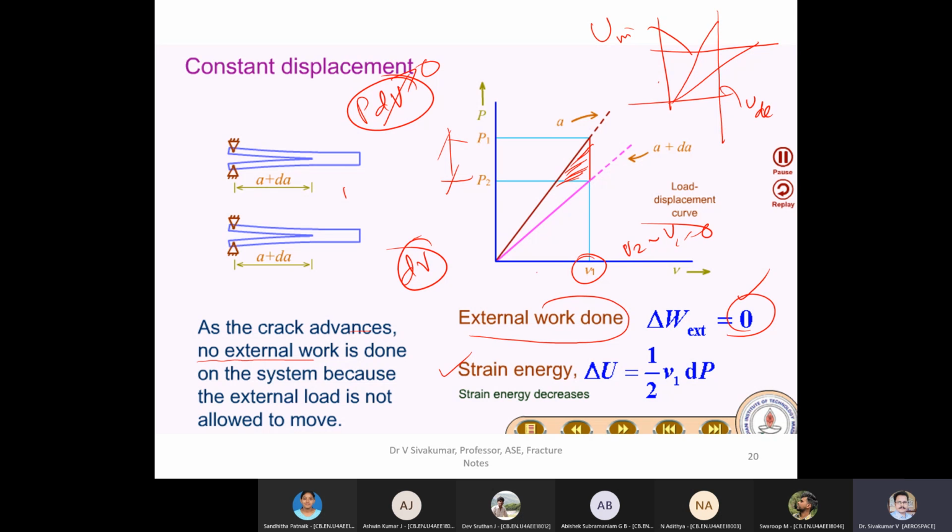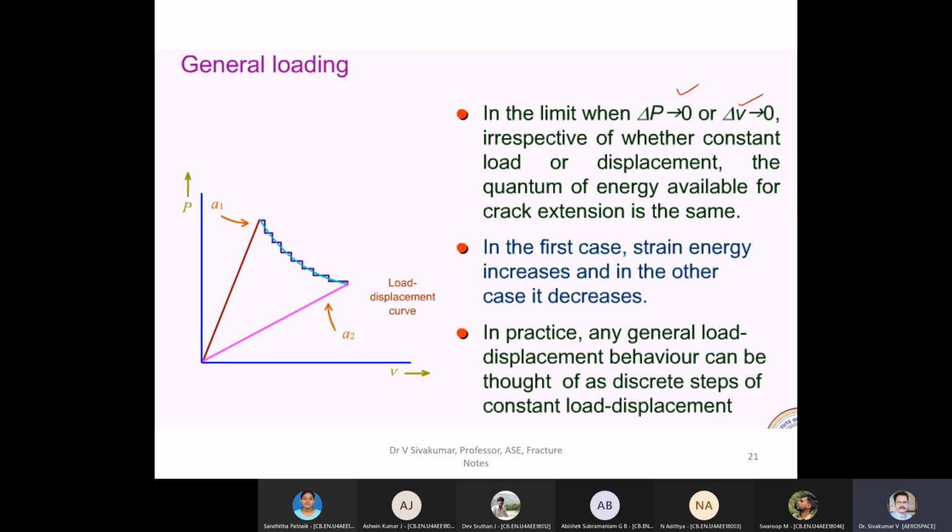Have you seen stress? Delta A tends to 0. Stress sigma is delta P by delta A, with delta A tends to 0, that means such a small area. So the increment also is a small increment only. It cannot be huge. So that is why delta P tends to 0 or delta V tends to 0. Such a small increment, because you cannot go bigger. Whether constant load or constant displacement, the quantum of energy available for crack extension is the same.